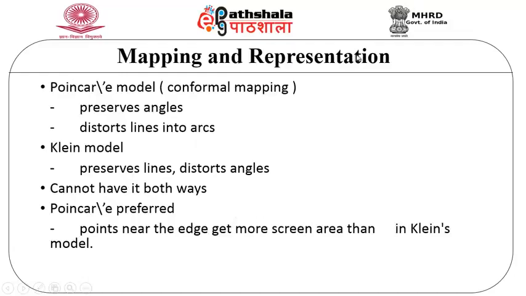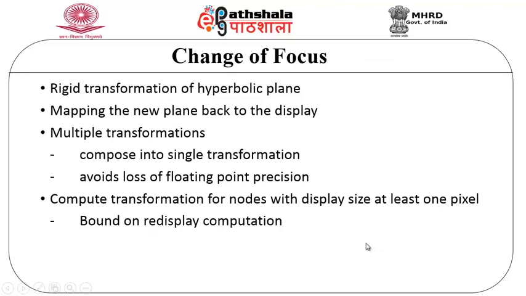The next issue that we come across in the case of focus plus context approaches is mapping and representing the data. In the Poincaré model or conformal mapping, we try to preserve the angle and we distort the lines into arcs. Whereas in Klein's model, we try to preserve the lines and we distort the angle. So we cannot have it both ways. In such a case, Poincaré is preferred, that is, the points near the edge get more screen area than in Klein's model.